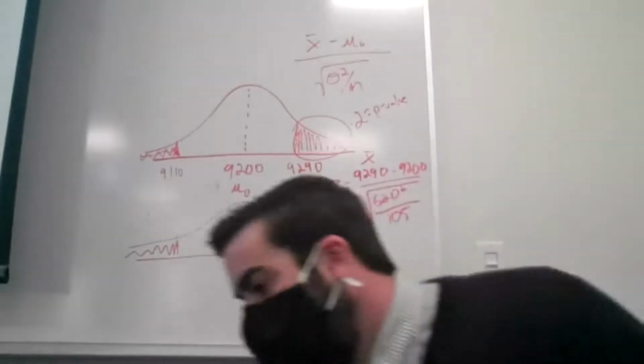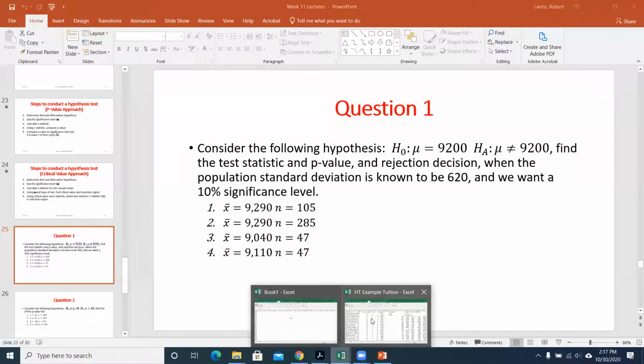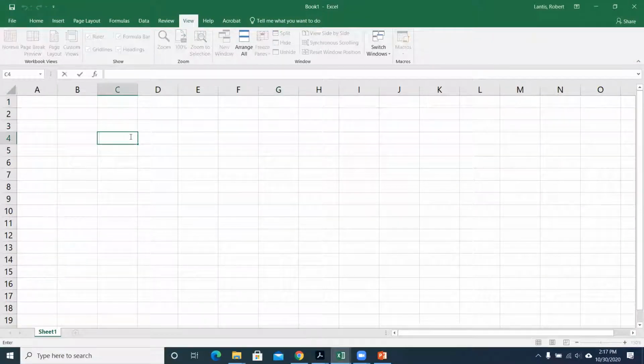I don't think I grabbed my calculator. So what you could do, and this is how I actually work through these things in my office when I'm setting examples up for exams or anything like that. So what I wanted was that 9,290 minus 9,200 divided by the square root of 620 squared divided by that sample size of 105. Right? So I'm just using Excel to be my calculator there. Okay? You could have entered that into your calculator and that'd be fine.